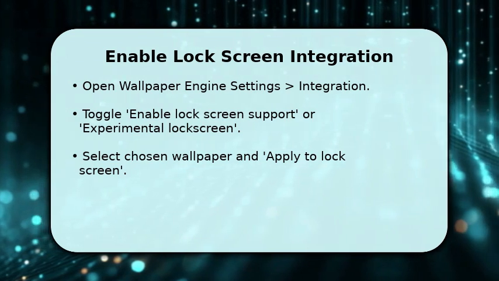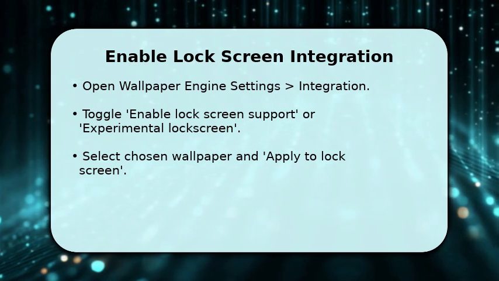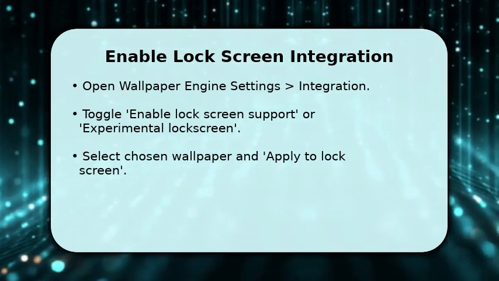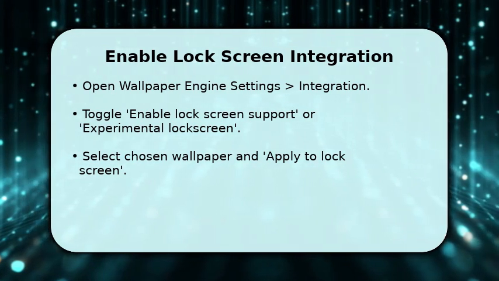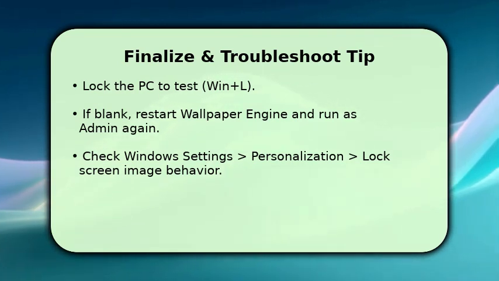Next, select the specific wallpaper, open its options and choose Apply to Lock Screen. You do this because Wallpaper Engine must register its renderer with the Windows Lock UI to hand off a stable image. Finish by locking your machine, press Win+L, to verify the lock screen shows the Wallpaper Engine image.